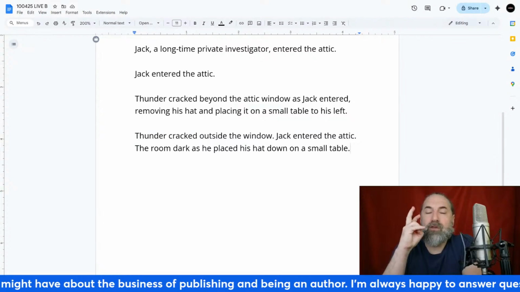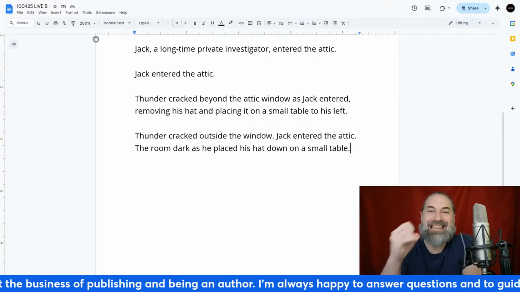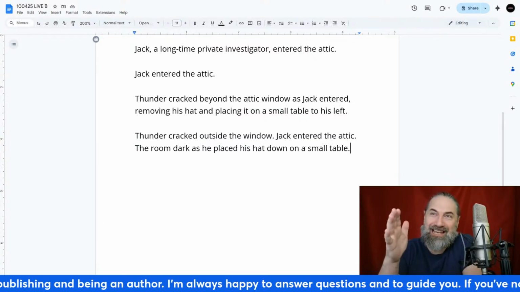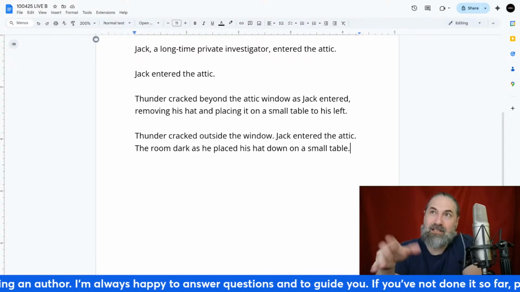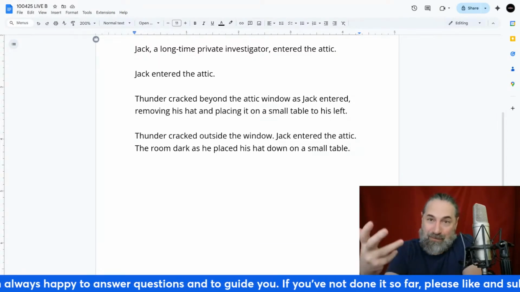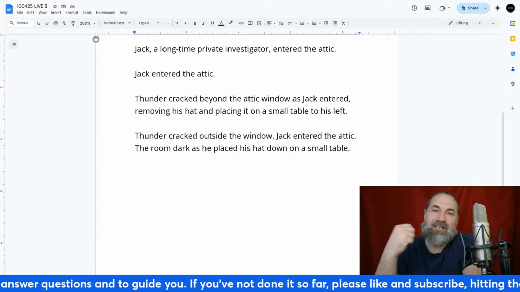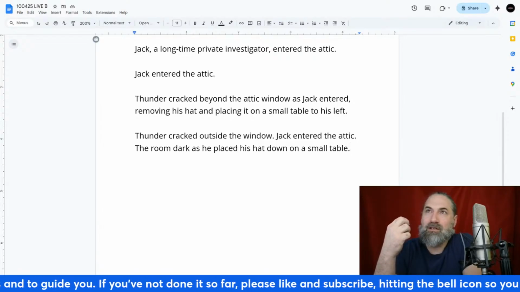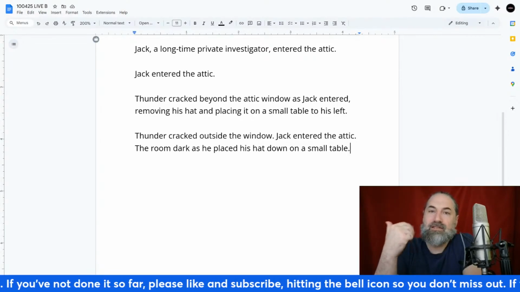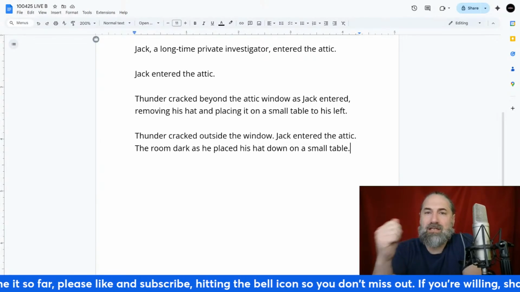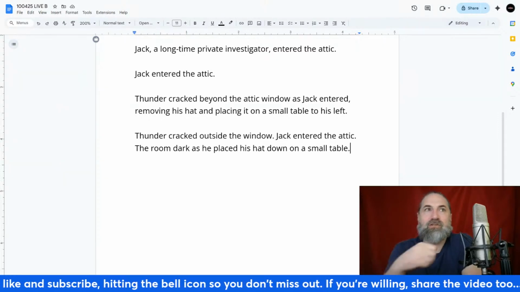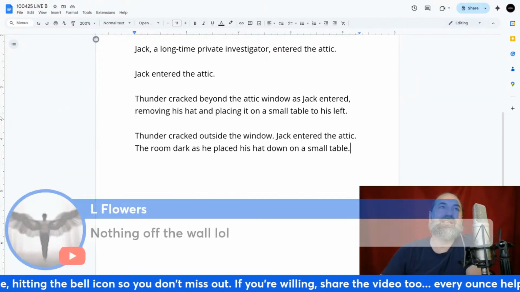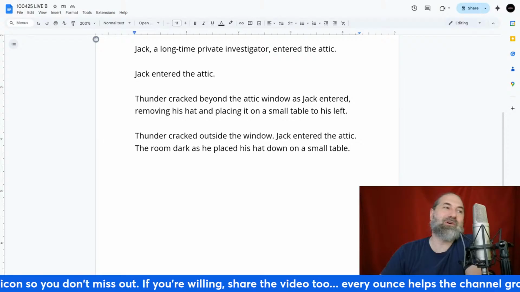Yeah, so if the reader is basically in the scene and understands what is happening, which is context, understands the words being presented, understands the context and the subtext, it's going to be easier for them to read it fast because they're not stopping. Yeah, nothing off the wall. I'm going to show you off the wall in a second.